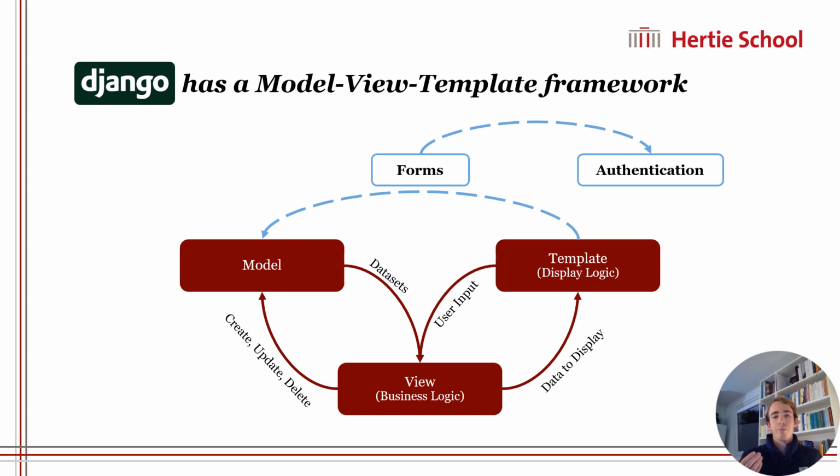So that's really important because then in the view, which communicates between the model and the template, you can access the data via the model, but you can also create, update, and delete new data. So the view is basically the communicator between model and template, and it takes the user input from the template and forwards it to the model, but it also takes the data from the model and forwards it for presentation to the template, which will present it to the user.